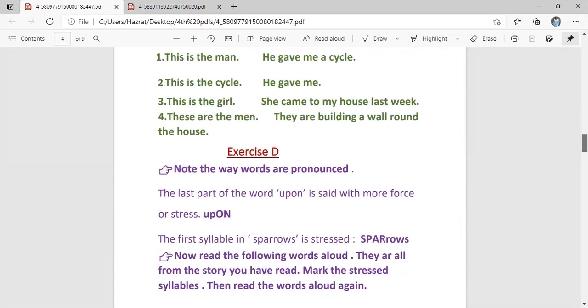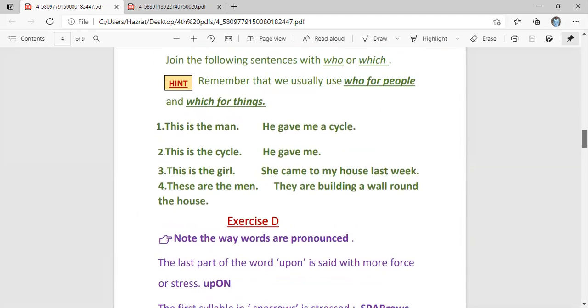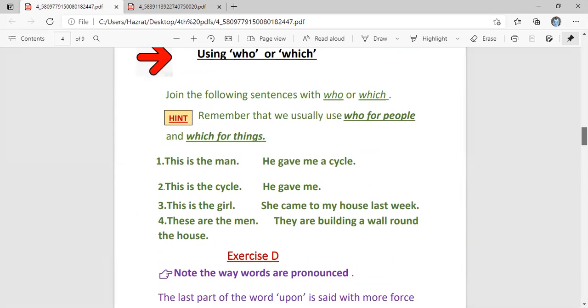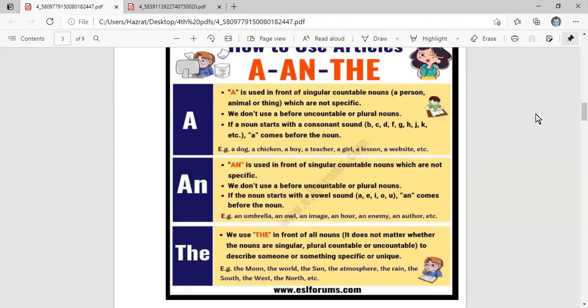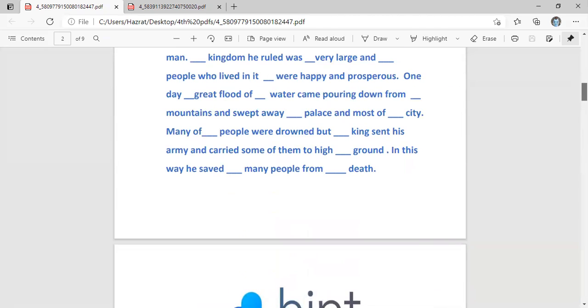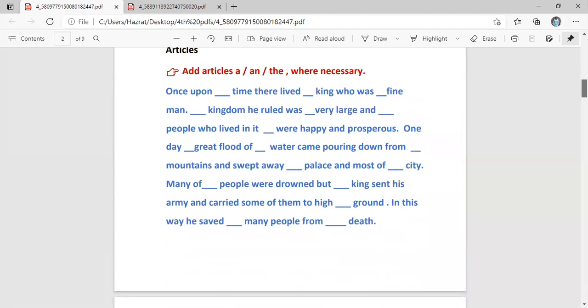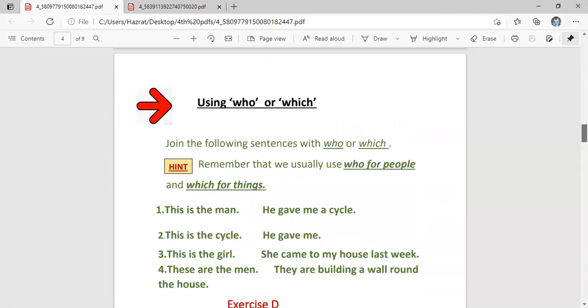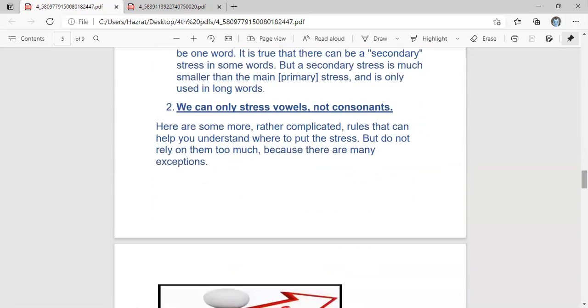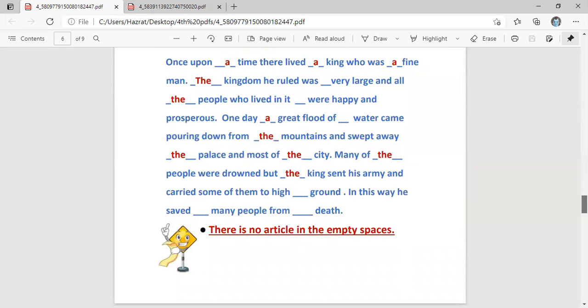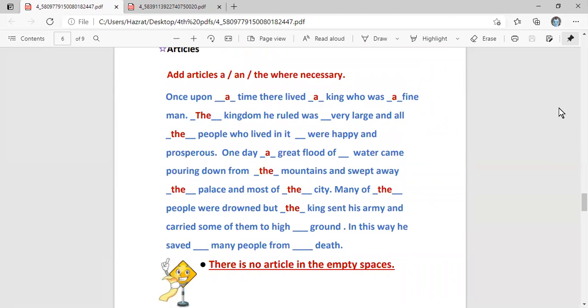And boys, if you remember, this is your exercise. Have you written the sentences using what, who, and which? Have you written? These are your articles. If you haven't written, you can write it now. Have you written the articles?